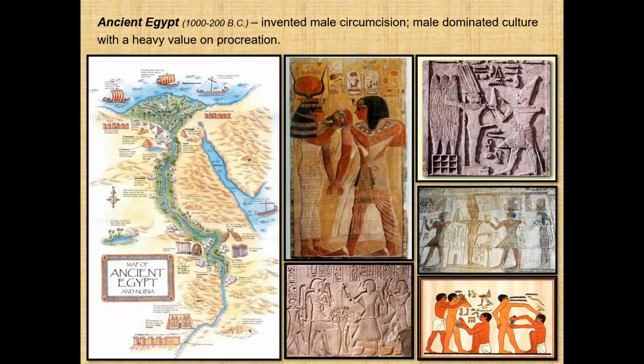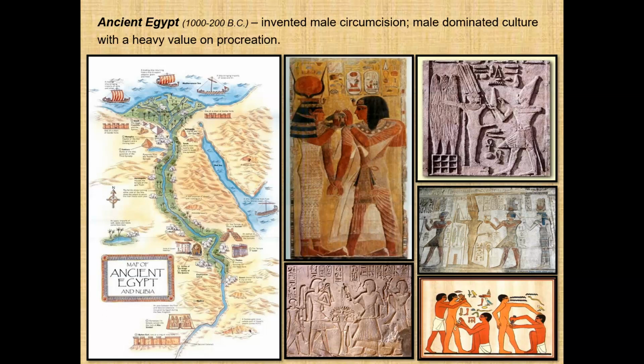They also were one of the first to have prostitutes. Temple prostitutes are documented in a lot of hieroglyphics and art coming out of the time. So temple prostitutes, circumcision, a couple of things that are very common from this time, a very male-dominated culture with a focus on procreation. Do we know what it means if we're focused on procreation?